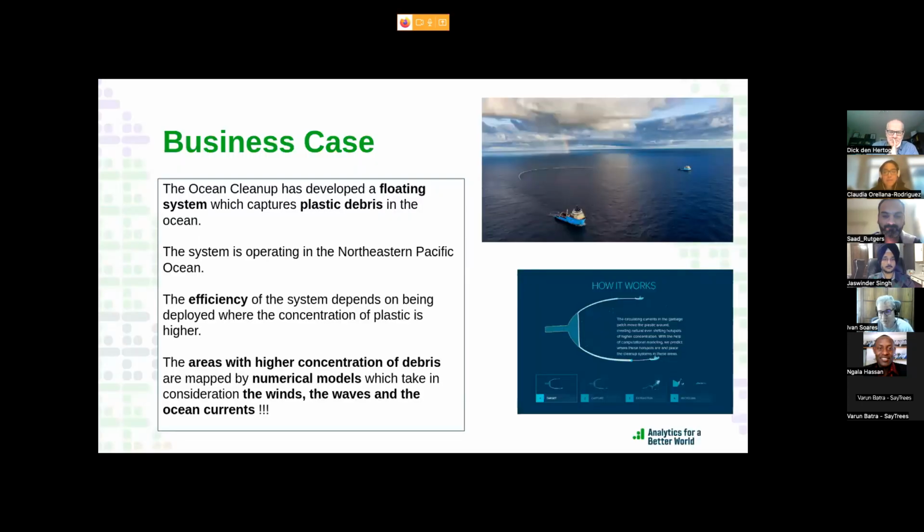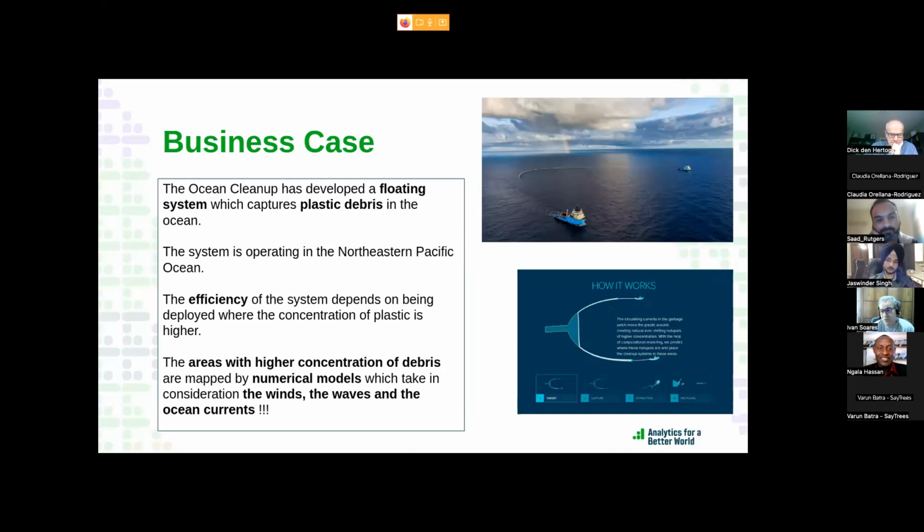Well, the Ocean Cleanup is a non-profit organization. We are developing a floating system, which is now operating in the North Pacific Ocean. The objective is to collect garbage debris, and the main objective of the foundation is to rid the ocean of plastic debris. The efficiency of those floating systems depends on knowing in advance where the concentration of plastic is higher. So if we can know in advance where the main areas of plastic debris concentration are, we are going to be more efficient. That's the idea. And how do you know it?